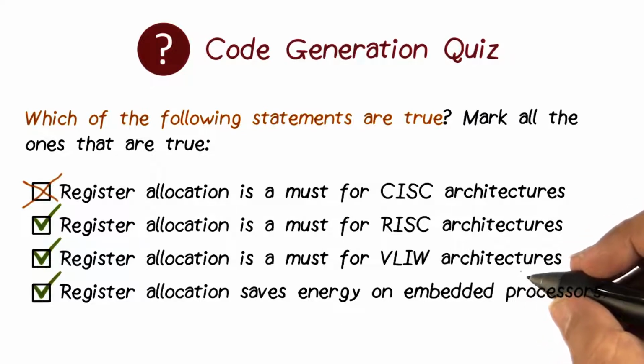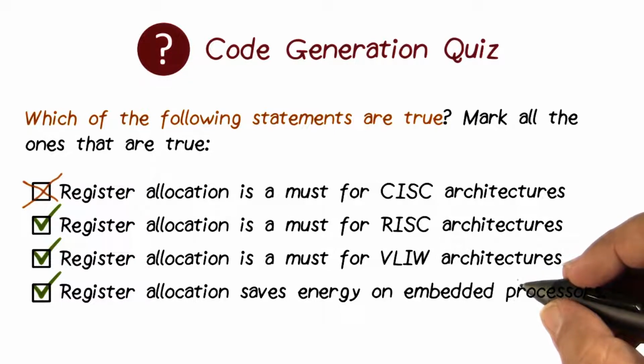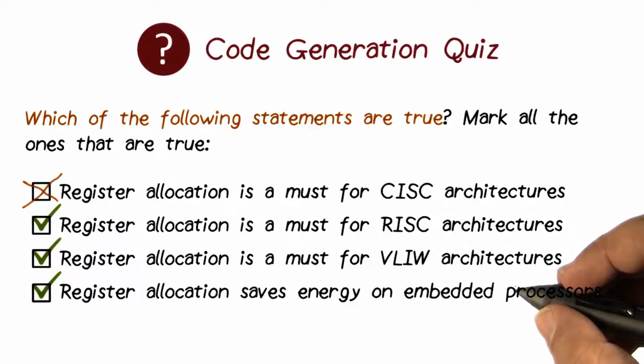And finally, the last statement is register allocation saves energy on embedded processors. This statement is also true. Remember, efficient register allocation means we are operating on values which are in registers rather than going to memory frequently. And since we are not going to the memory frequently, we save a lot of energy, especially in caches. You will see that in a later lesson, we are going to exploit this particular behavior to save energy.